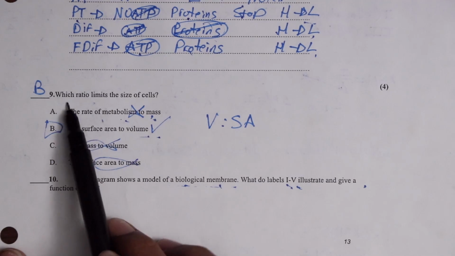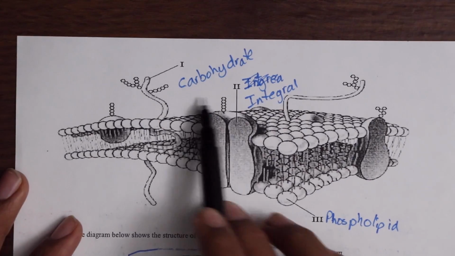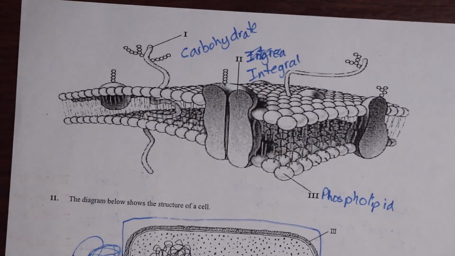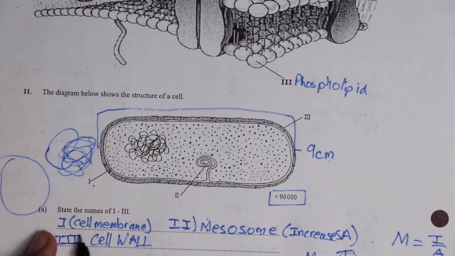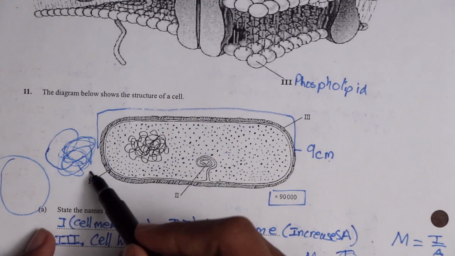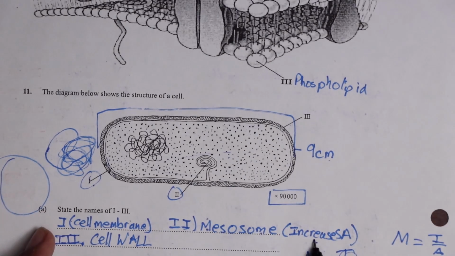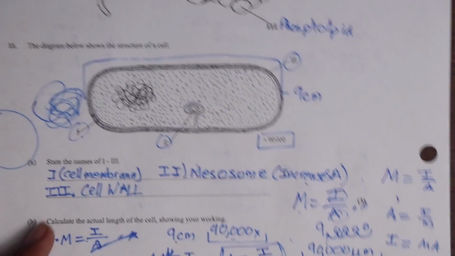The surface area to volume ratio, what limits? So we did this quite a bit. 10. There wasn't really a related diagram, you just look at this and then you do a diagram similar to how I had it here: carbohydrates, integral protein, phospholipid. 11, state 1, 2, and 3. 1 is a cell membrane. 2 is a mesosome. This is to increase the surface area. I didn't really teach us that, but there you go. 3 is just a cell wall.